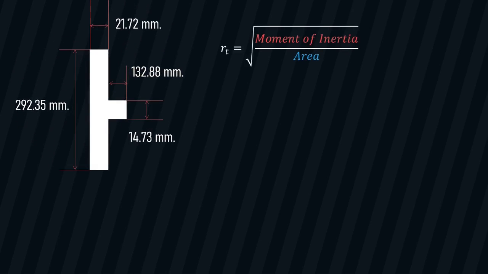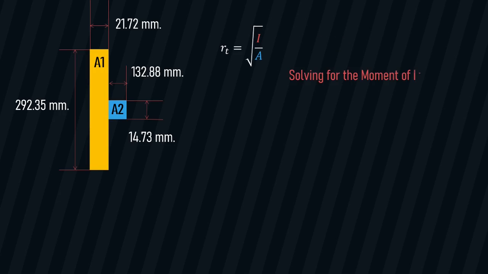The formula for RT is equal to the square root of moment of inertia over area. So we'll divide the section into two areas. We have A1 and A2. First, we will solve for the moment of inertia. Take note again, we can only use this formula if and only if the neutral axis of all the areas in a composite shape lie on the same plane, just like this one. So the neutral axis for A1 is this one. The neutral axis for A2, we have this one. So since both the neutral axes of A1 and A2 lie on the same line, we can use this formula.